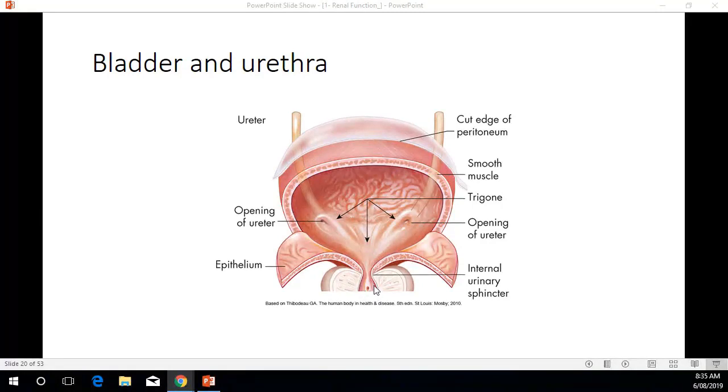This is the urethra, the opening into the urethra. Okay, and the urethra has an internal sphincter which is autonomic, automatically controlled, and then you have muscles around the internal sphincter which are called the external sphincter, skeletal muscles which are under conscious control.